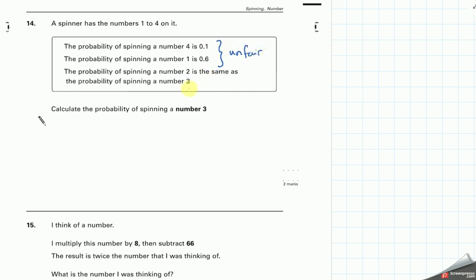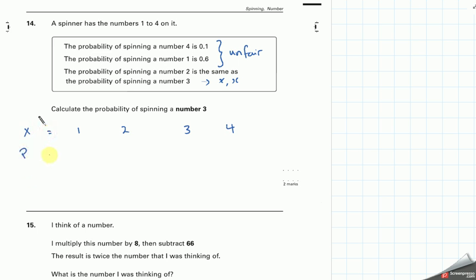The probability of spinning a number 2 is the same as the probability of spinning a number 3. So we've got two that are the same size. Calculate the probability of spinning a number 3. The first thing to realise is that the total of all probabilities must be 1. So we've got 1, 2, 3, 4, that's my score.